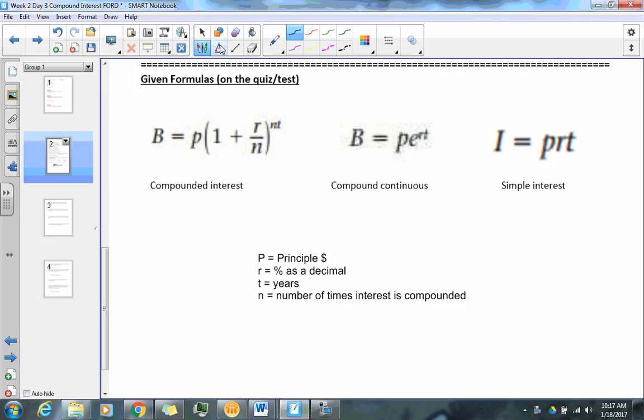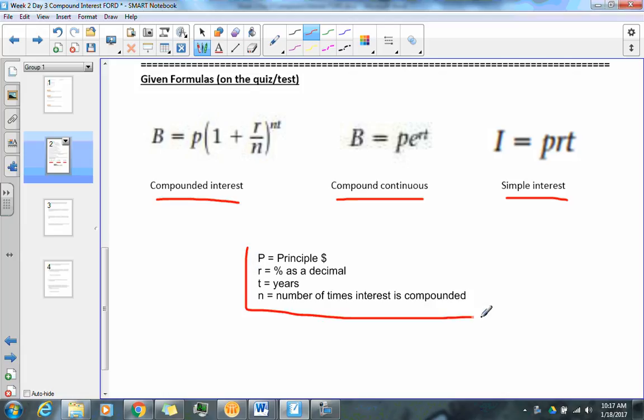All right, in this video, we're going to be talking about compound interest, compound continuous interest, as well as simple interest. So we're going to be talking about all three of these formulas. Now, we're going to go ahead and knock out the formulas and what they are. So compound interest, here you go, and you might need to pause the video so you can write all this stuff down.